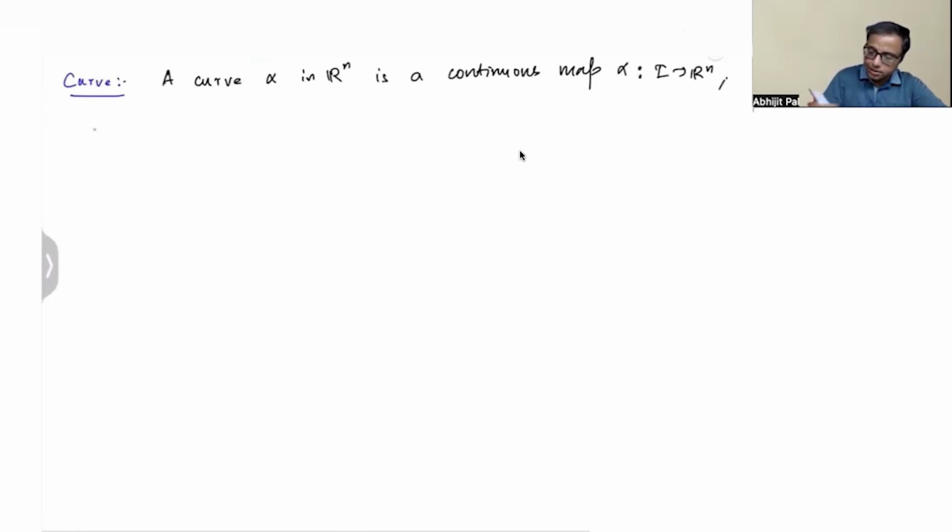Where this I is an interval. This interval can be an open interval, a closed interval, a semi-closed interval, or also an unbounded interval. All right, so now let us define what we mean by the length of a curve.